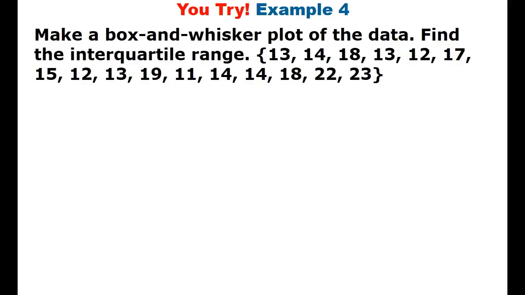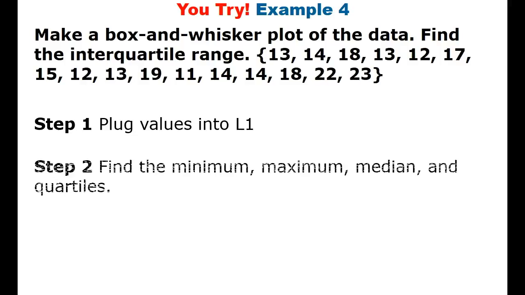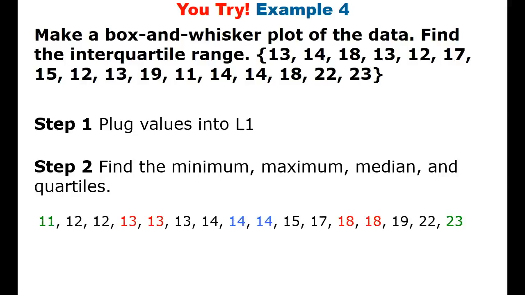Hopefully you've paused the video and tried this out. Let's see how you did. If you are using your calculator, you do not have to put these in order. You just type them into list 1. If you're not using your calculator, you need to put them in order first, and then start finding medians and quartiles and maxes and mins. If you're using your calculator, you'd put your data into list 1. You'd use one variable statistics to find the 5-number summary.